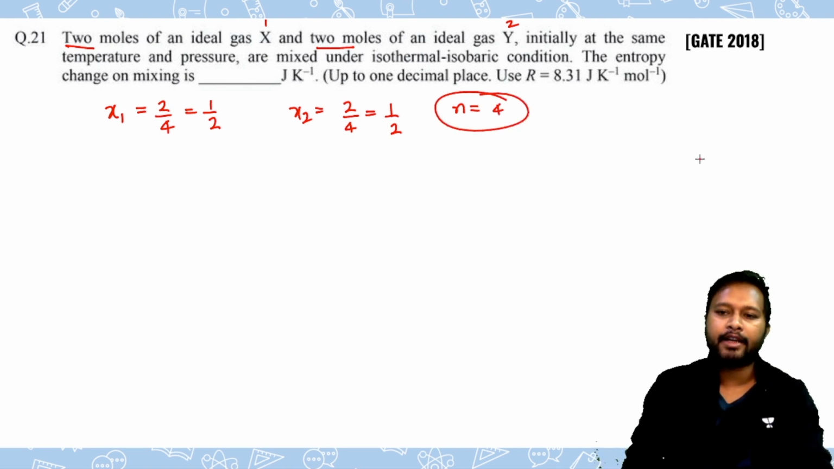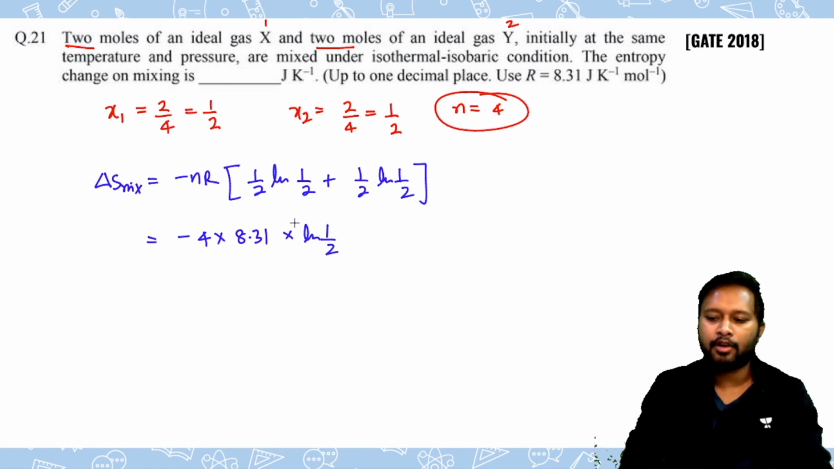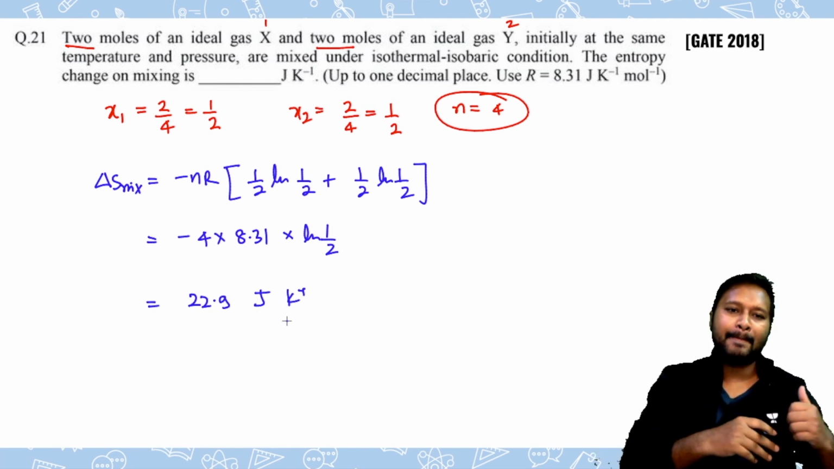So now just substitute that in the formula again. The formula for delta S mixing will be minus nR times x1, that is 1 by 2 ln x1, plus x2 ln x2. Okay, so these two values can be added. So you will get minus, the n value is 4, R you have to take 8.31, and the value inside this will be ln 1 by 2. Now you just have to solve it, multiply and calculate. So overall you are going to get 22.9 joules per Kelvin. See how simple it is, and that's how it will be done.